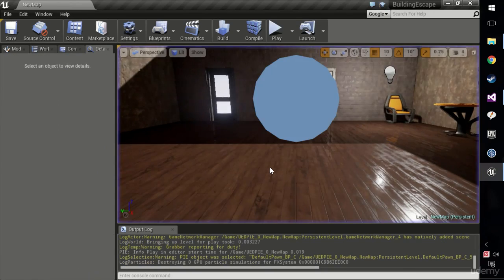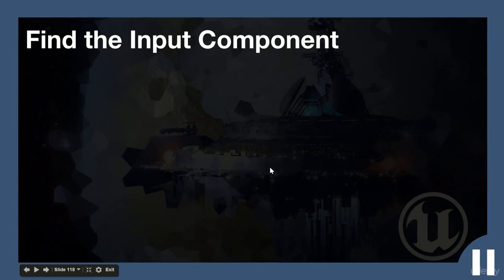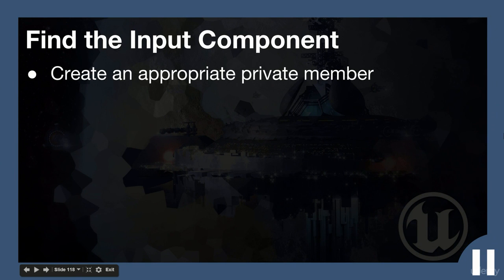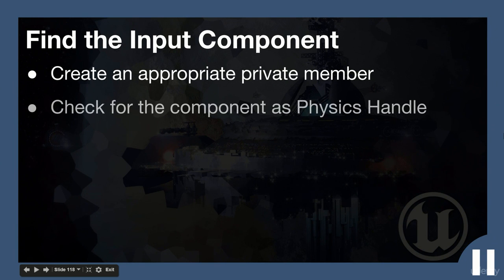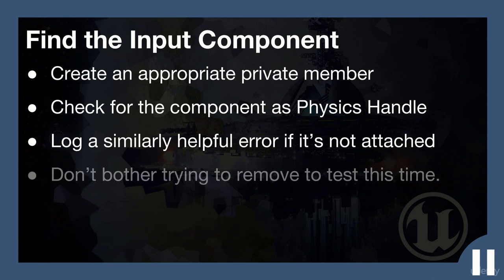So what I want you to do before we go any further is go ahead and find that component, just like we did previously with the physics handle. Find the input component, create an appropriate private member, check for the component, as we did with the physics handle. Log a similarly helpful error if it's not attached. By the way, you could be using assert here rather than errors. We'll cover assert shortly in the course, probably in the next section, just to keep the number of concepts down. But yes, assert, if you're more advanced, is another way of doing things.